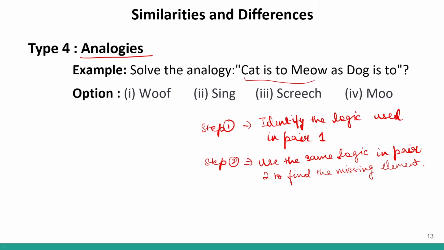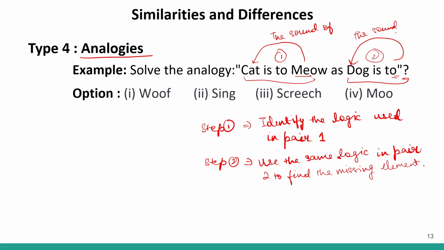So here, cat is to meow will be the first pair. And the second pair is dog is to what? We have to find out. This is the missing element. Dog is to what? Right? So the relationship between cat and meow is that meow is the sound of cat. It is the sound of cat. Similarly, we have to find a word which is the sound of dog.